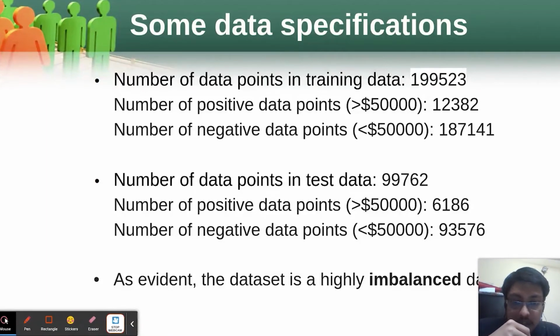So, as we can see, it is a highly imbalanced data set, and so the metrics which will be used to indicate the performance of our model will be the ROC AUC score and the PR AUC score rather than the accuracy, because this is a highly imbalanced data set. Moving on.